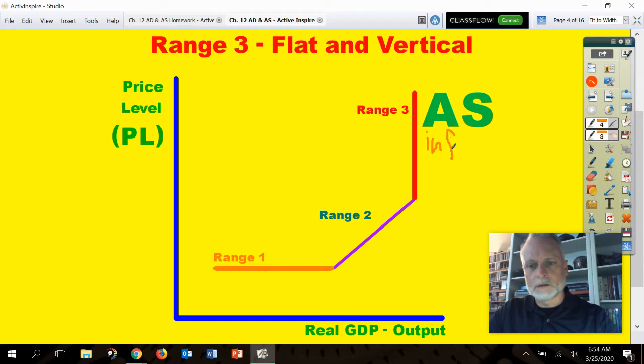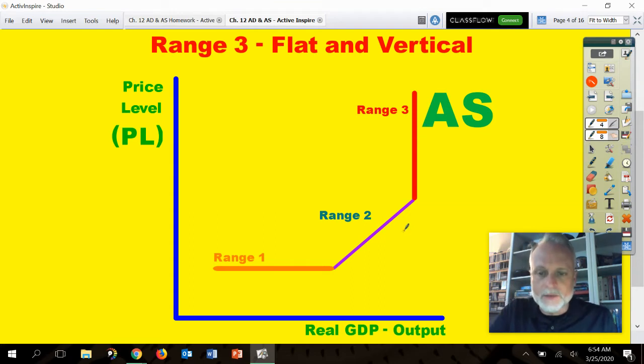This is just hard to do. I need a stylus or something. Inflation. There we go, inflation. All right, so you know we're always going back and forth between high levels of unemployment in range 1 or high levels of inflation in range 3.